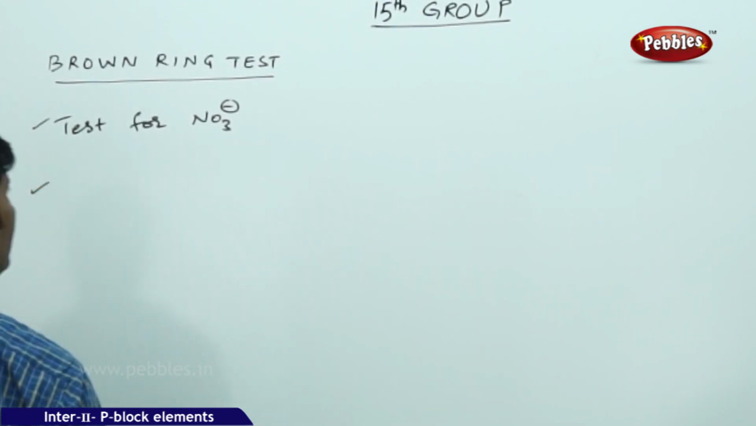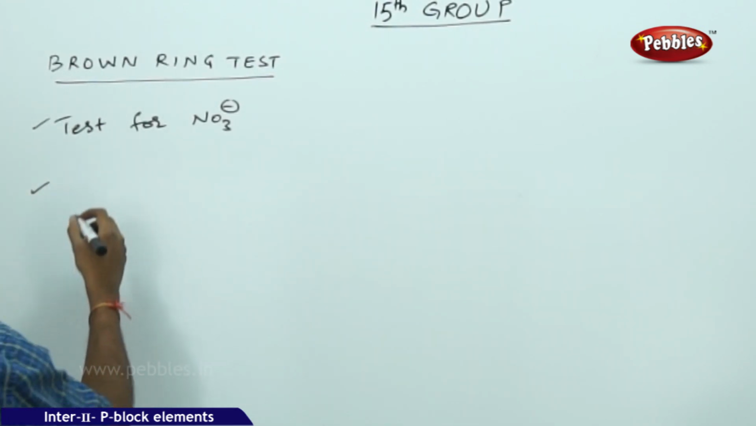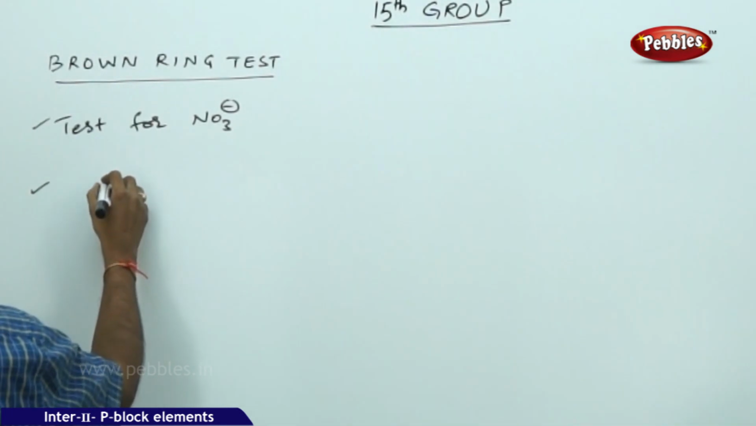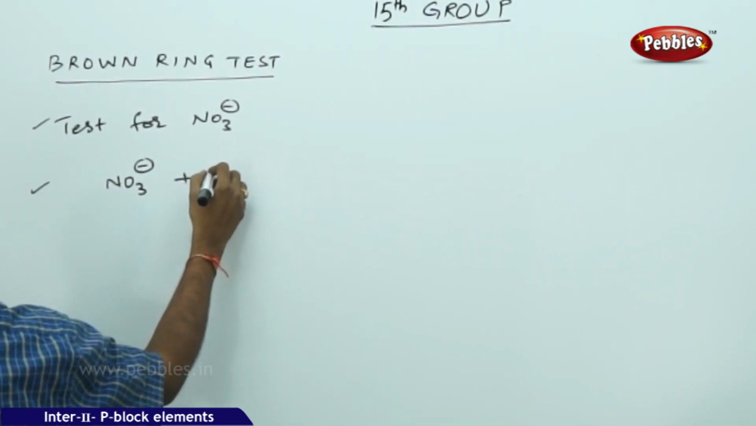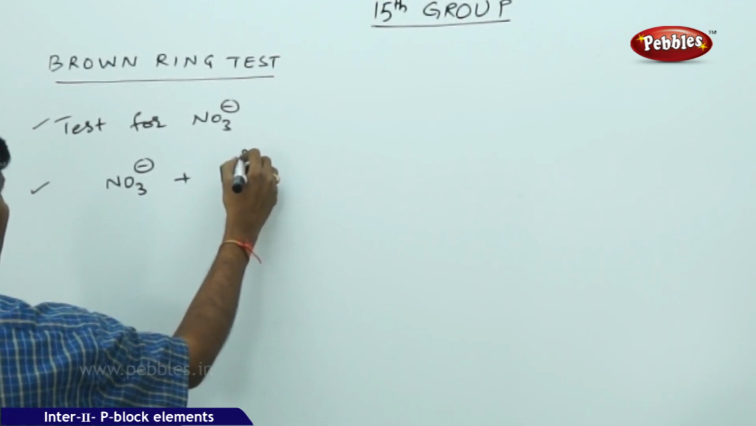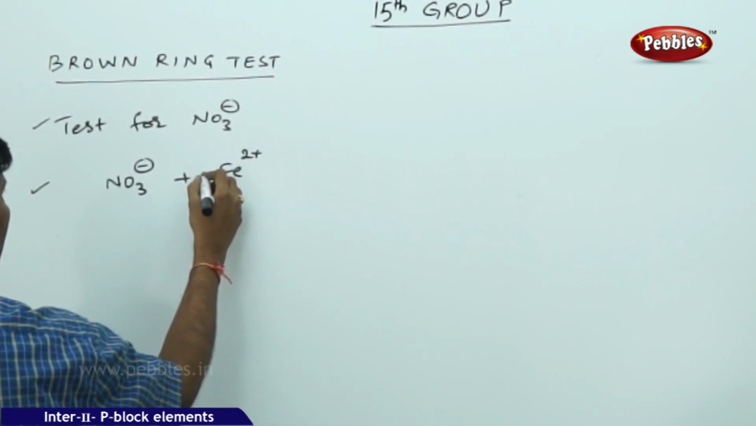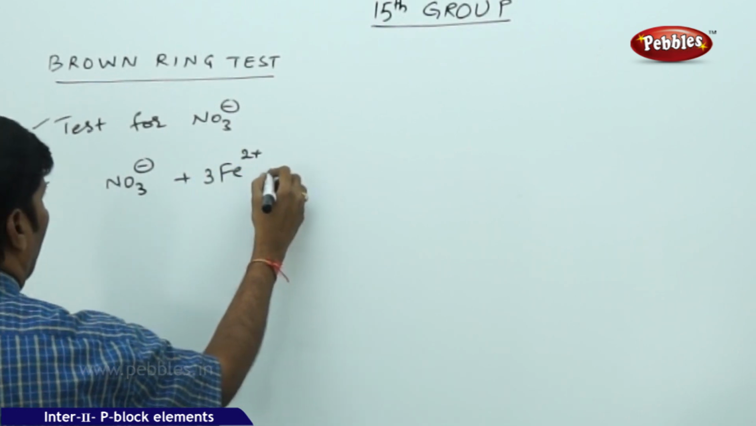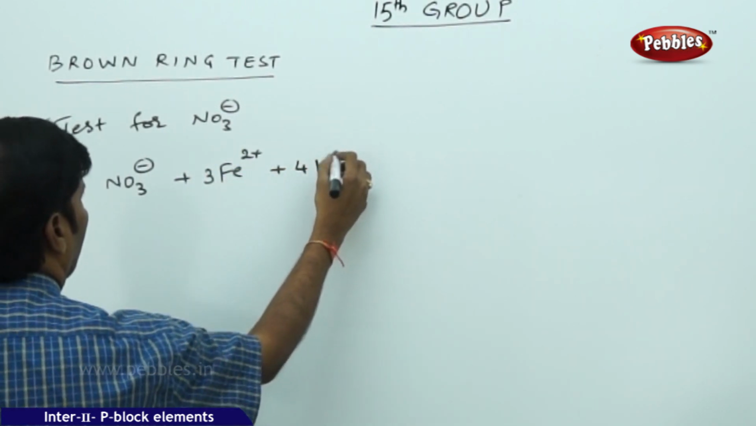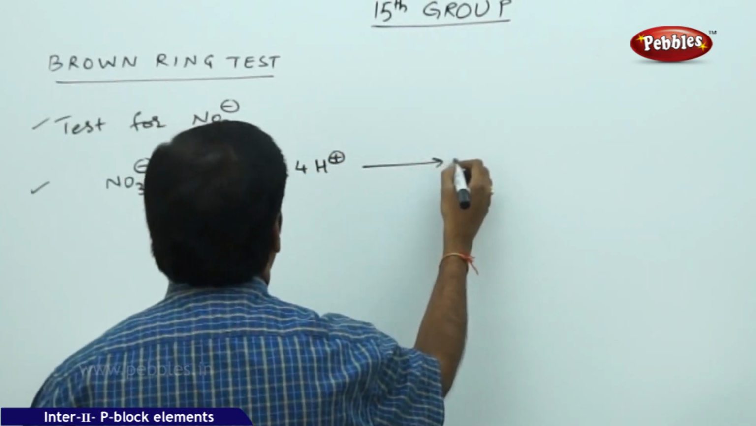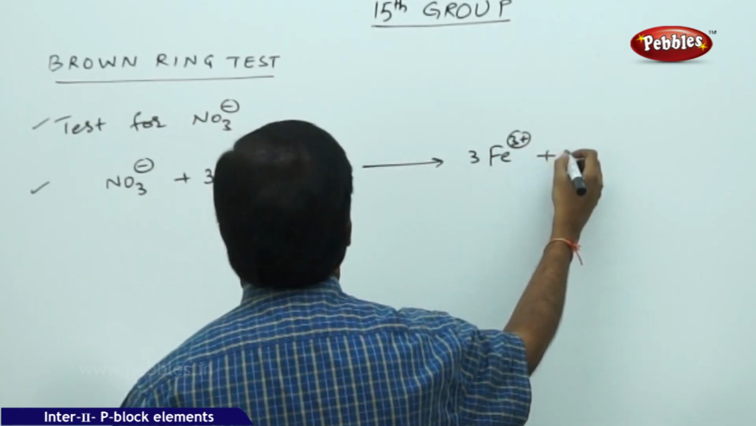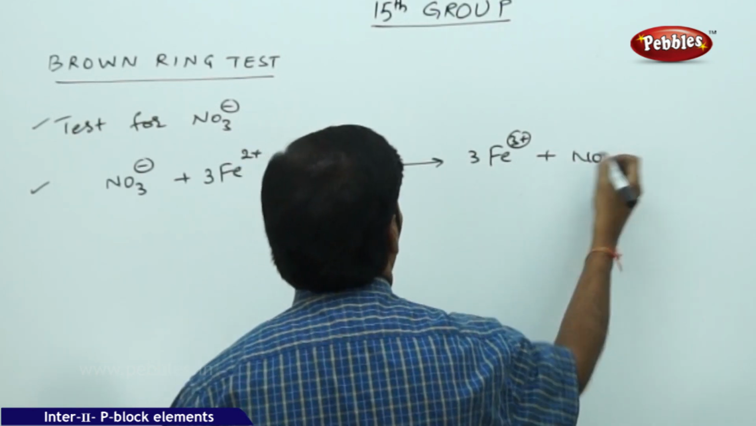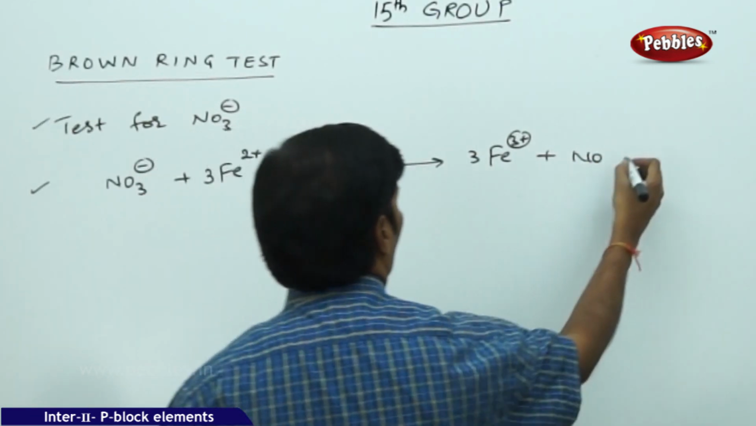So here what we are doing is we take the nitrate ion, and you take 3 moles of Fe2+ ion plus 4 moles of H+ ions. If you take these, it forms 3 moles of Fe3+ ion plus nitric oxide plus 2 moles of water.